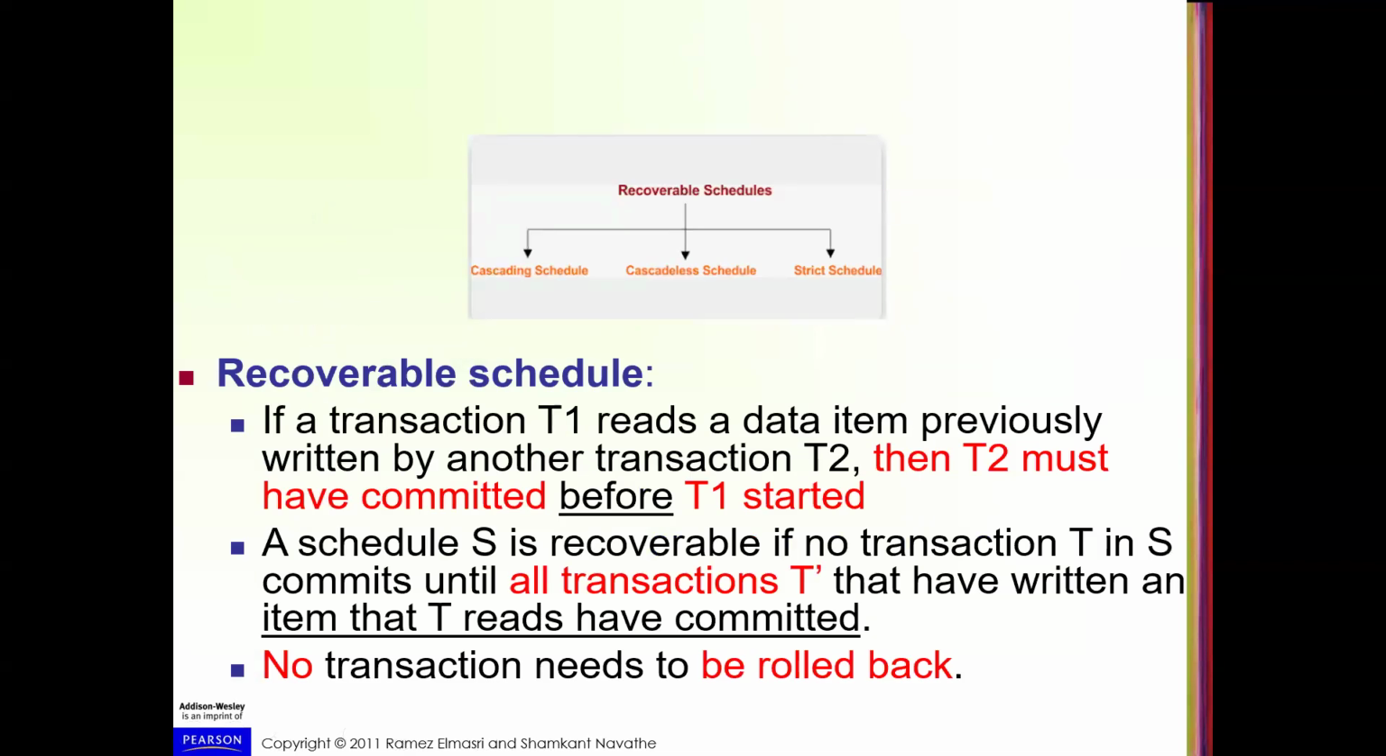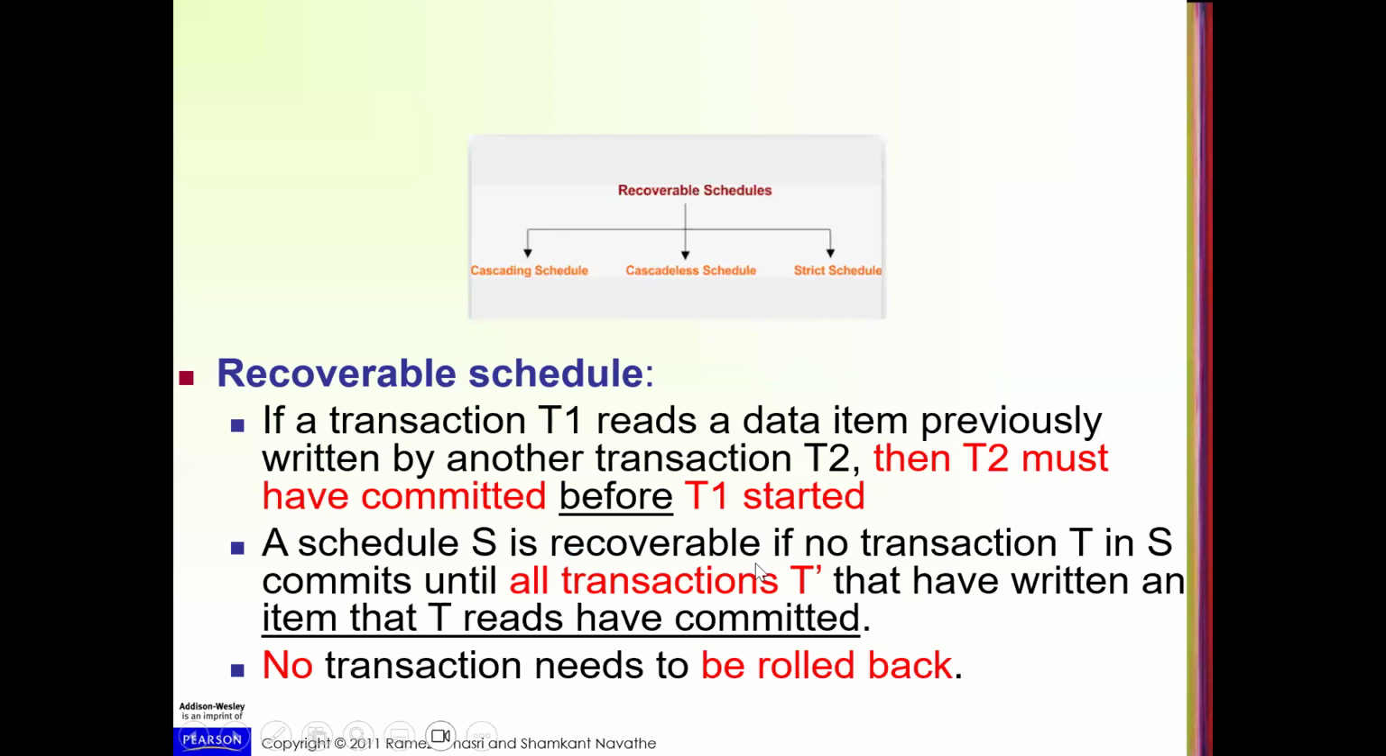Now we are going to talk about how to identify recoverable schedules. We already discussed that there are three types of recoverable schedules: cascading, cascadeless, and strict. Cascading is if a transaction T1 reads a data item previously written by another transaction T2, then T2 must have committed before T1 started. Then only the transaction can be recovered. Otherwise, the transaction cannot be recovered.